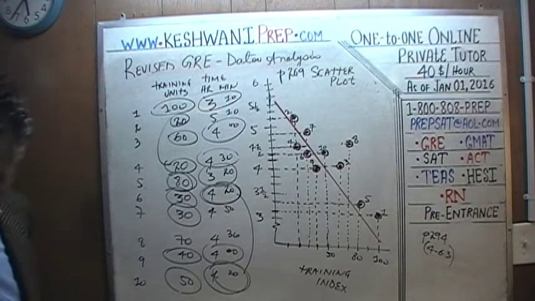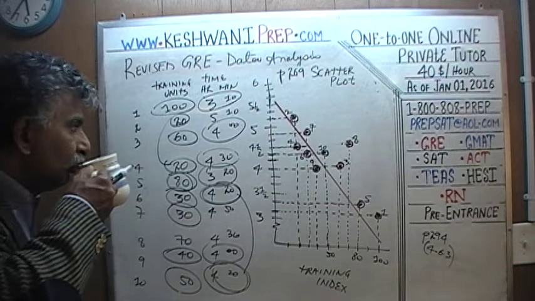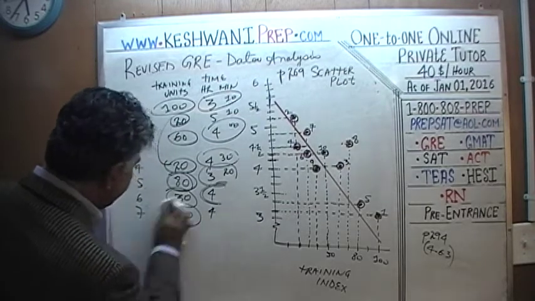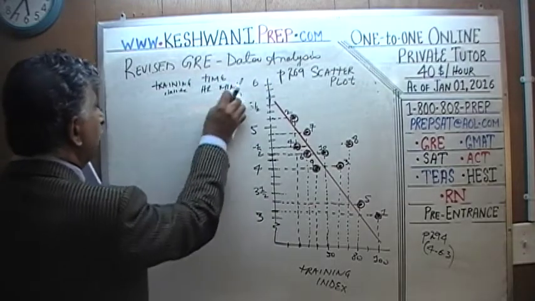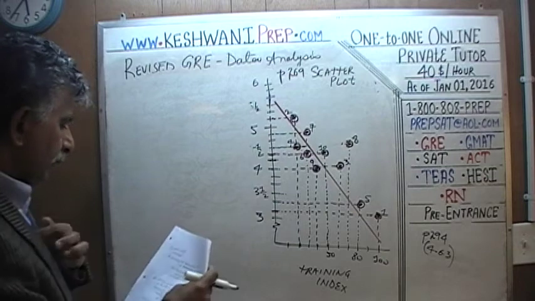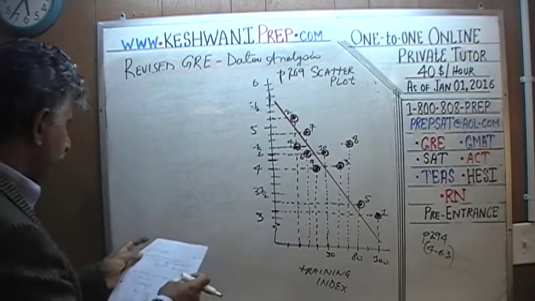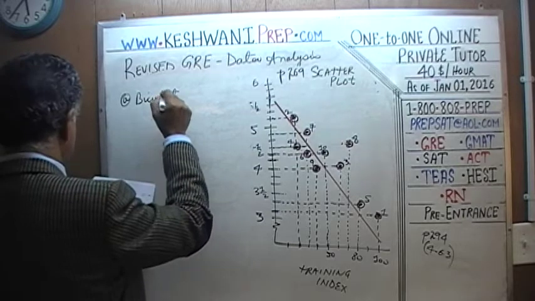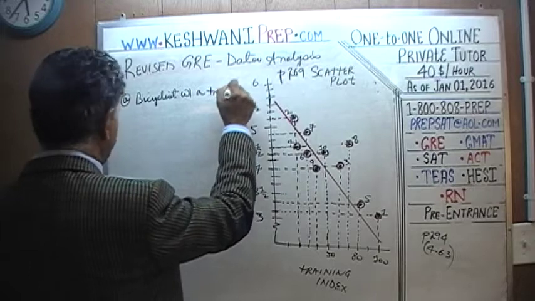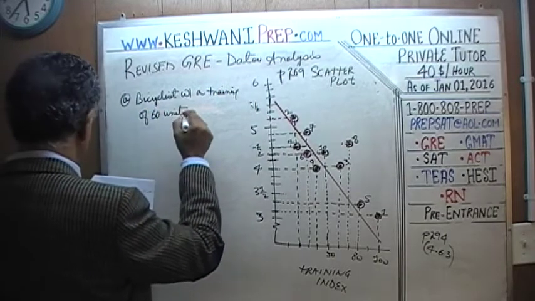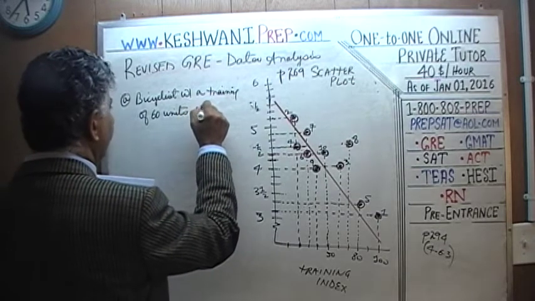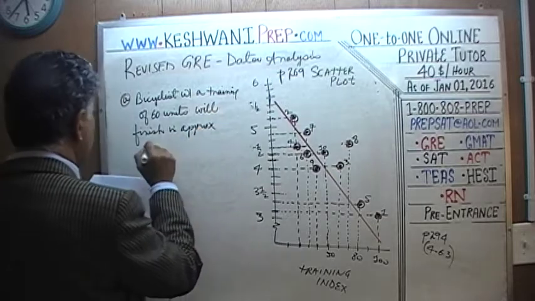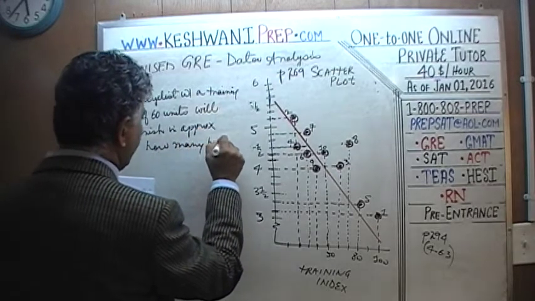We need the room, obviously, so I'm going to erase all the data. Just give me 1 second. Okay, let's go. First question is, the bicyclist with a training of 60 units will finish in approximately how many hours? That's all it is.